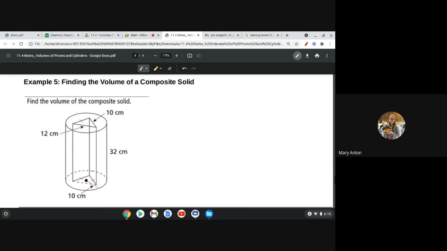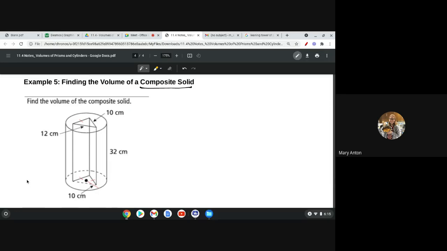Composite solid. This means, remember, y'all, that you have some sort of combination of solids, or maybe a solid was taken out of another solid, which is our case. So here we have a cylinder with a triangular prism taken out of it. So this has like a hole in it. We're going to try to find the volume of this composite solid.